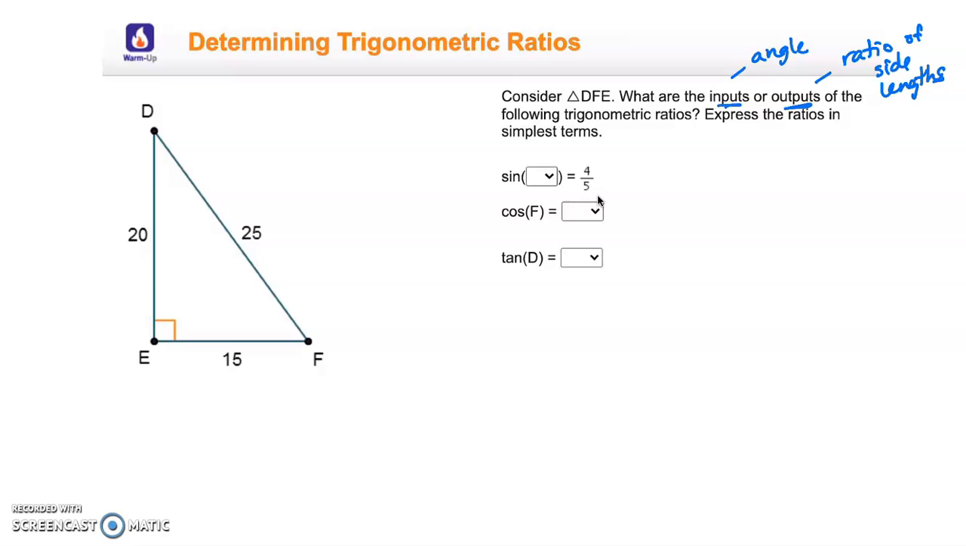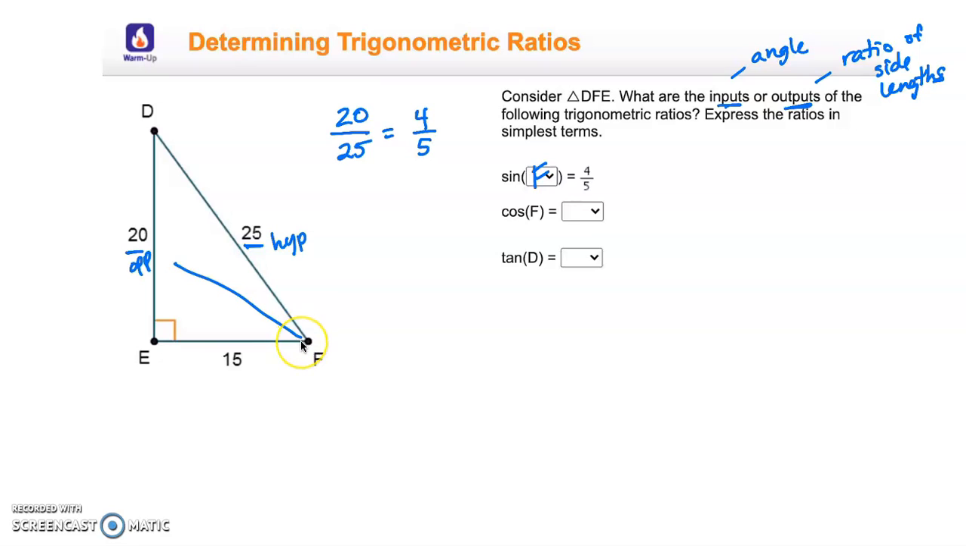If I look at this, I say 20/25, and that reduces to 4/5. So which angle is opposite 20? Well, this is angle F. So the sine of F is equal to 4/5, because if we take the opposite over the hypotenuse, we get 20/25, which reduces to 4/5.